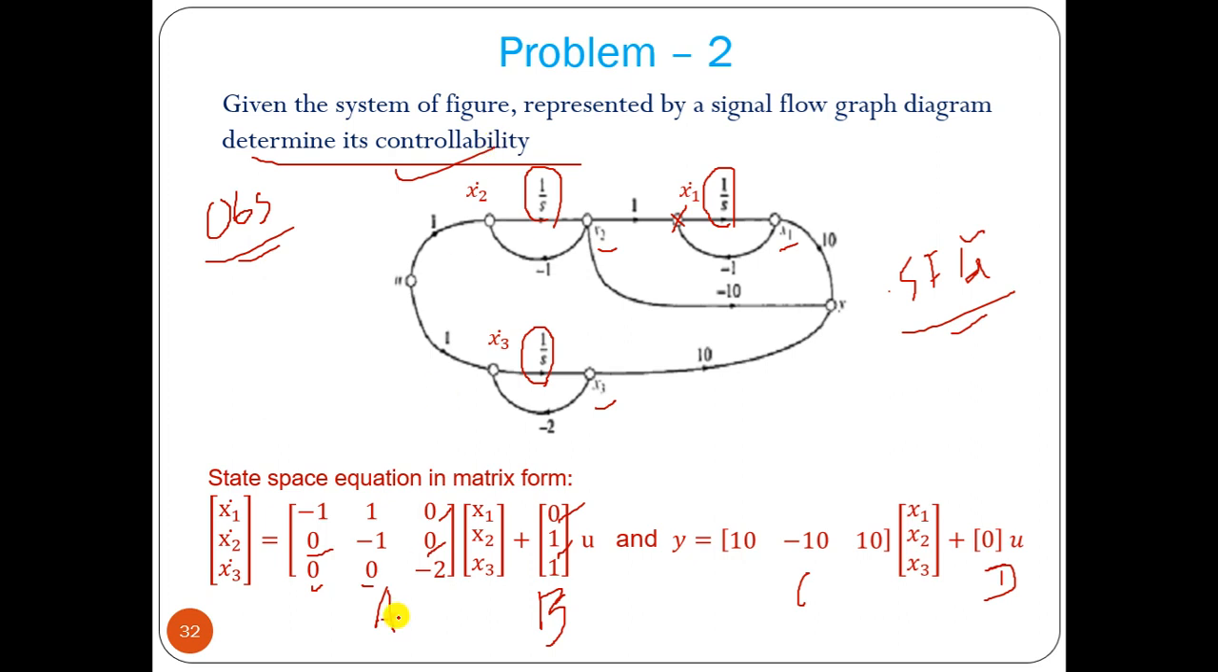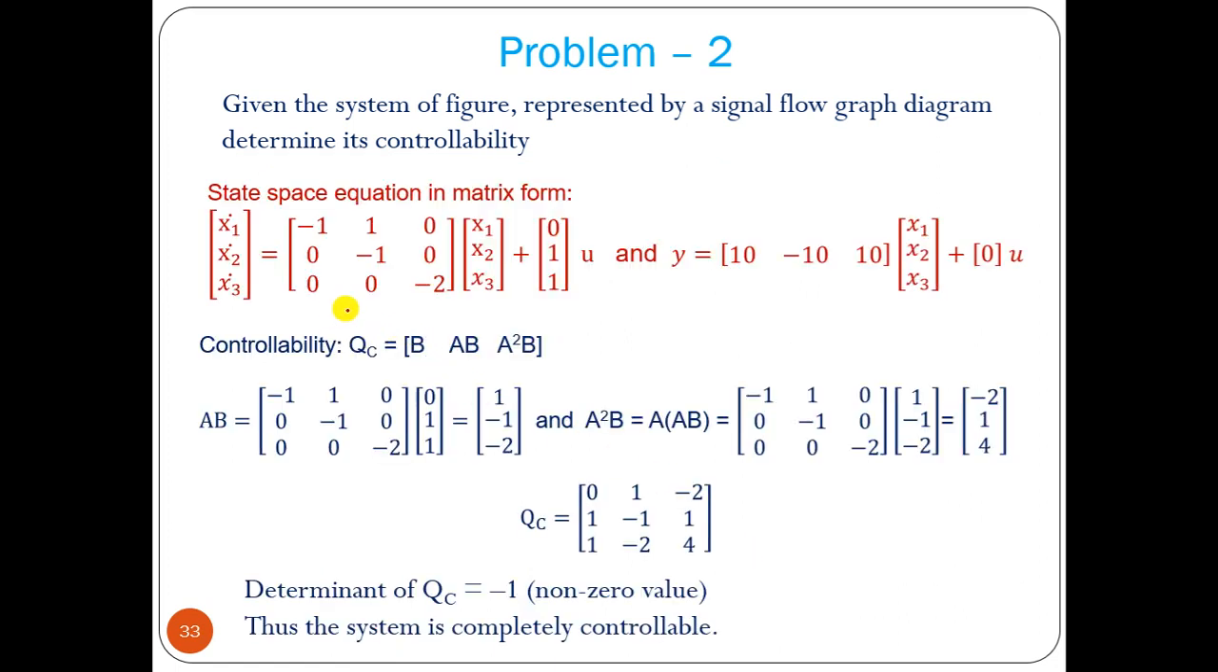To find controllability we require A and B, and to find observability we require A and C matrices. That's all. Now we know the A matrix, so we can find out AB. Here the A matrix is 3 cross 3, so for the Qc matrix we must have 3 columns. B we know, 0 1 1 directly. We have to find out AB. So AB we can multiply. So this will be 0, this is 0, so 1. Again 0 minus 1 0, 0 0 minus 2. So 1 minus 1 minus 2, that we can write here.